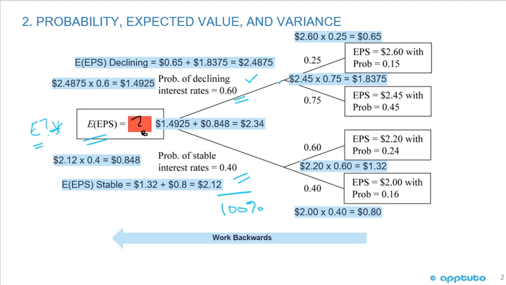Then if interest rates decline, we have two other scenarios or outcomes that could happen. There's a 25% probability that the EPS will be $2.60, okay? And that with a probability of 15%. How did we get that? We get 0.6 times 0.25 is going to equal 0.15, so 15%. 0.6 times 0.75 is going to give us 0.45 probability.